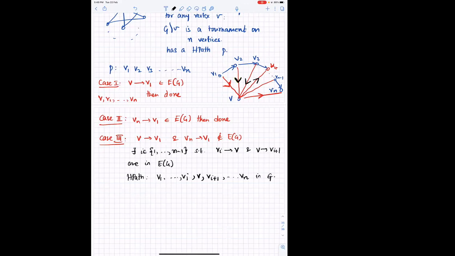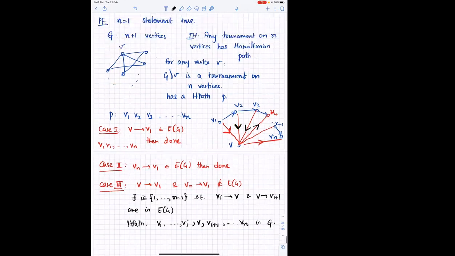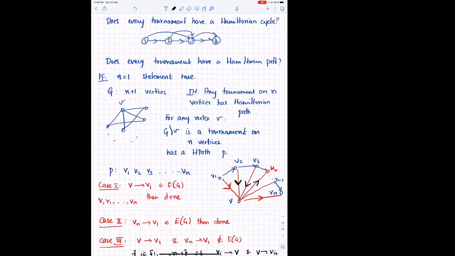So is this clear? The argument? So every tournament might not have a Hamiltonian cycle, but every tournament has a Hamiltonian path. So there are some special graphs that have these nice properties, and it's good to know.